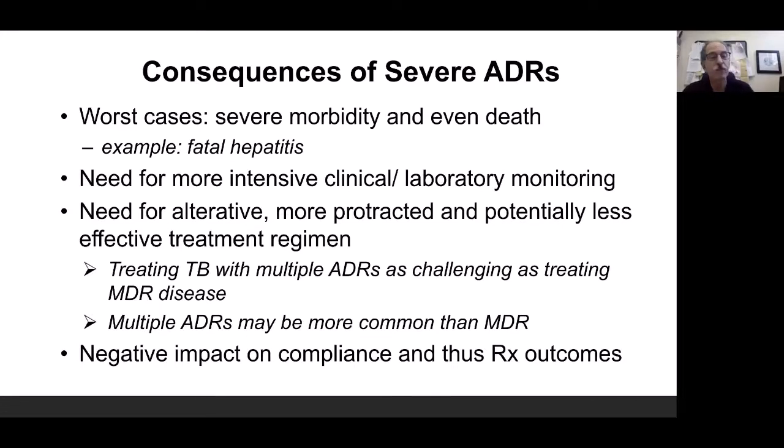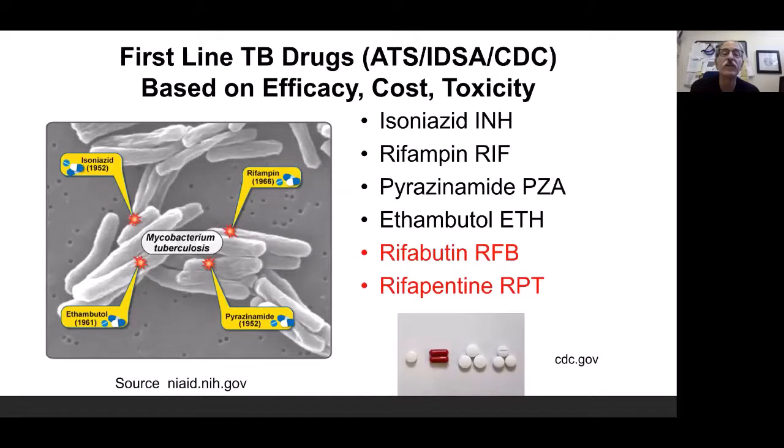All right, so these, you've all seen this picture before. These are our first-line anti-tuberculous medications. I've added rifabutin and rifapentine to the list here because they're used as alternatives to rifampin in a number of settings.